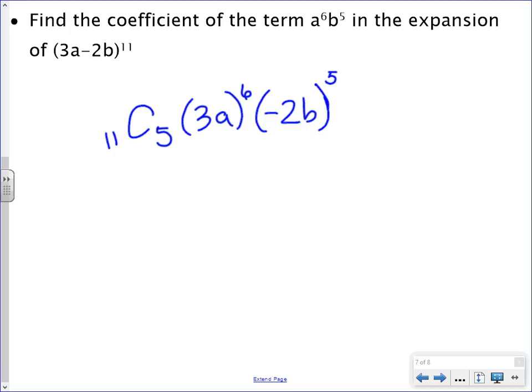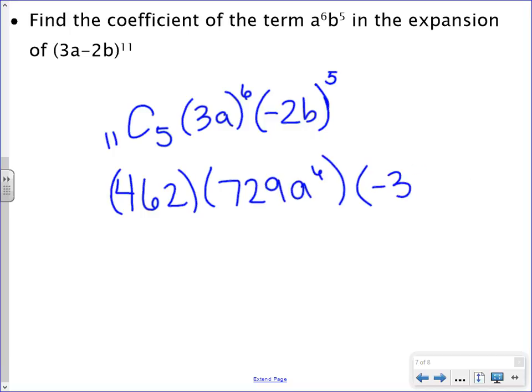Help me out. 11 combinations of 5 is 462. We should talk a little more clearly. 3 to the 6th is 729. And then negative 2 to the 5th would be negative 32. What do you get when you multiply 462, 729, and negative 32? Negative 10,736.